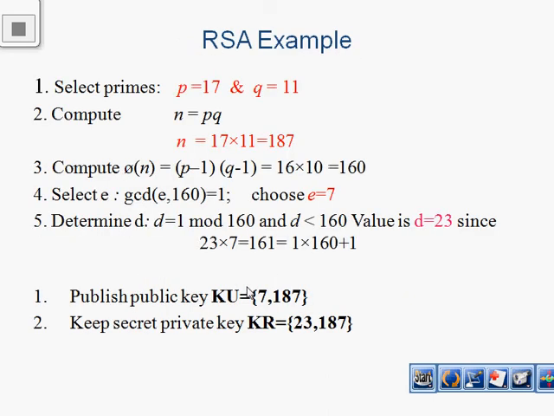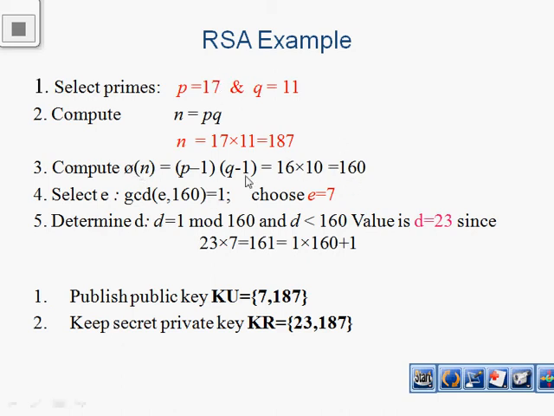See, here's an example. Now, you select two prime number values, 17 and 11. So n is calculated as p times q. So n is equal to 17 times 11. So the n value is calculated as 187. The φ(n) value is calculated as 160.